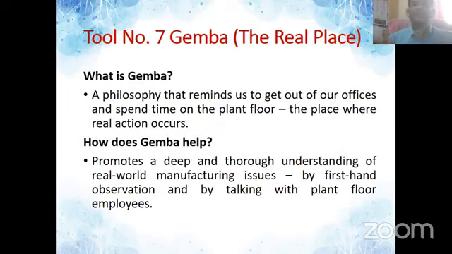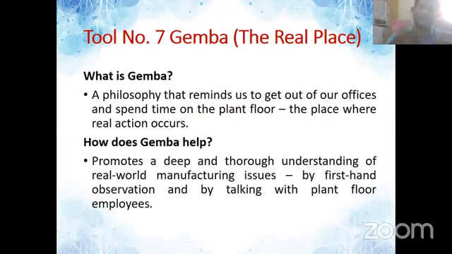So tool number 7 is the Gemba. Gemba means the real place where production is actually taking place, which is called the shop floor, where the equipment lies, where the operator works, where the shift managers work. Okay. So it is a philosophy that reminds us to get out of our offices and spend time on the plant floor. The top managers who are sitting in the AC cabins have to come to the shop floor and see what is actually going on there. Okay. How the process is being carried out.